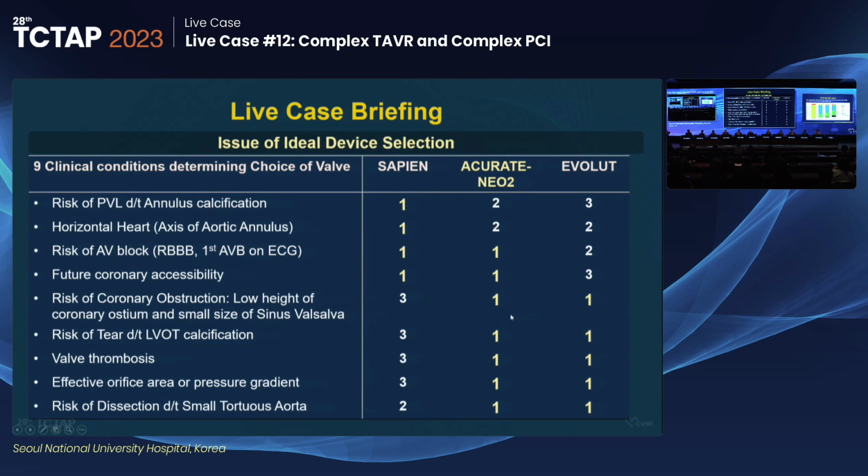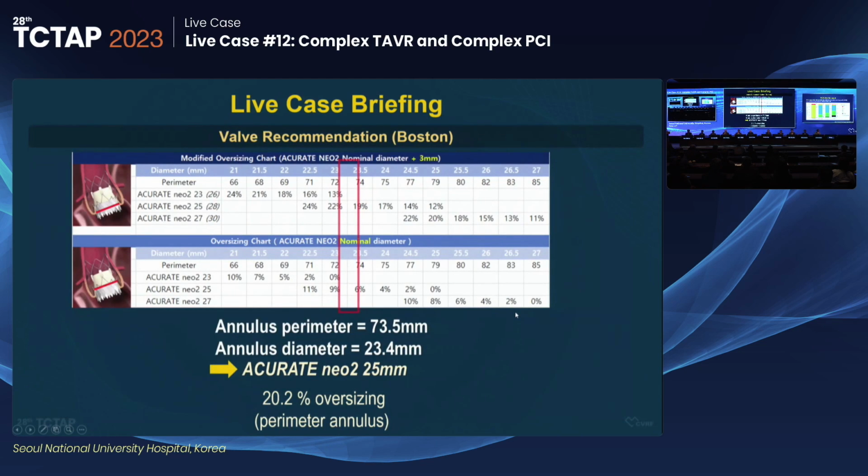Wonderful. For this case, annulus perimeter is about 73 millimeters. That corresponds to the Neo 25 millimeter valve. Actual diameter of the lower crown is 28 millimeters. Thus, oversizing index is about 20%. That is my favorite ideal number to reduce the leakage possibility without increasing AV block.